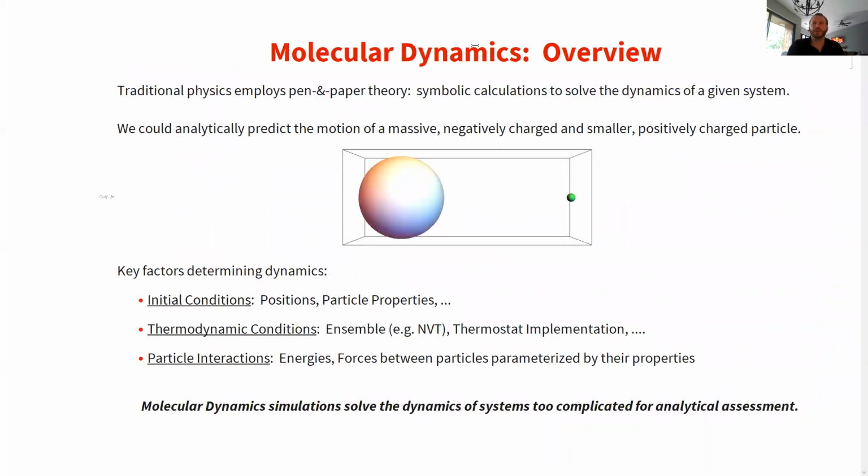So we'll start with just an overview of molecular dynamics. Traditional physics, the stuff you encounter in your classes, employs pen and paper theory in order to do symbolic calculations, exact calculations, mathematically, on solving the dynamics of a given system. For example, you could analytically predict the motion of, say, a massive negatively charged particle on the left and a smaller positively charged particle on the right. And you could predict things like the equilibrium position of the two based on the forces of attraction and repulsion.